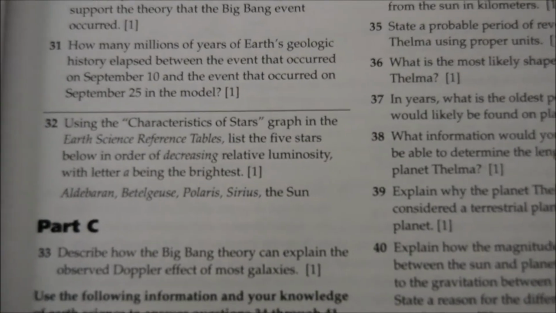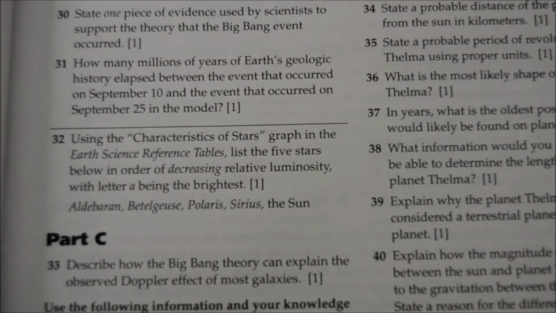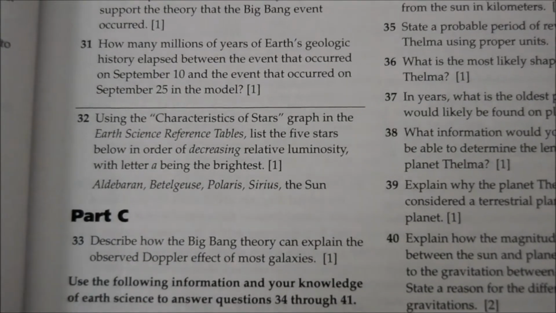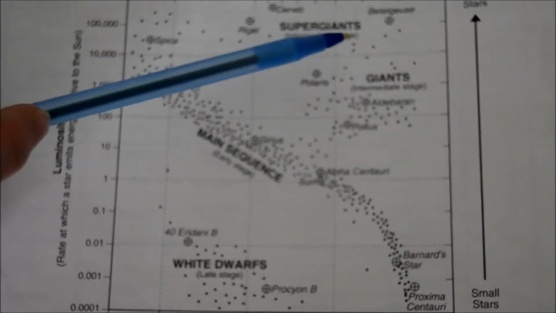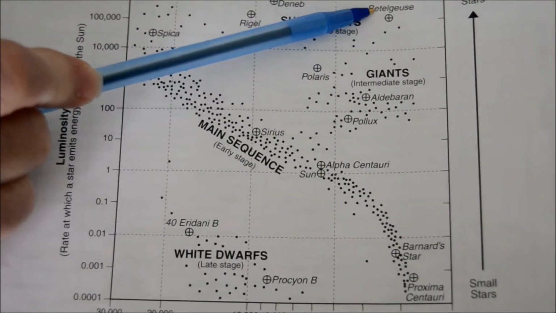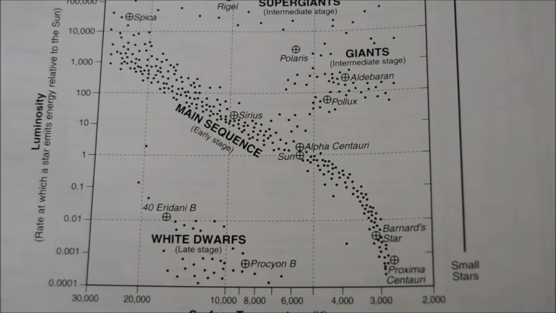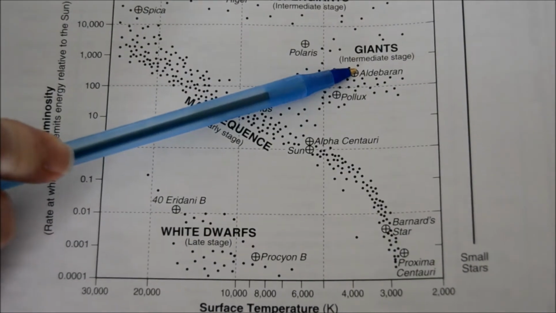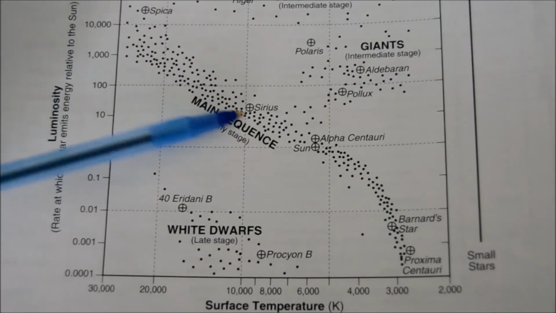Using the characteristics of stars graph in your science reference table, list the 5 stars below in order of decreasing relative luminosity, with the letter A being the brightest. So my most luminous are going to be towards the top. So my first one, the highest one I'm going to have is Betelgeuse. After Betelgeuse is going to be Polaris. Then after Polaris is going to be my Aldebaran. Then I'm looking at Sirius, and then our sun.